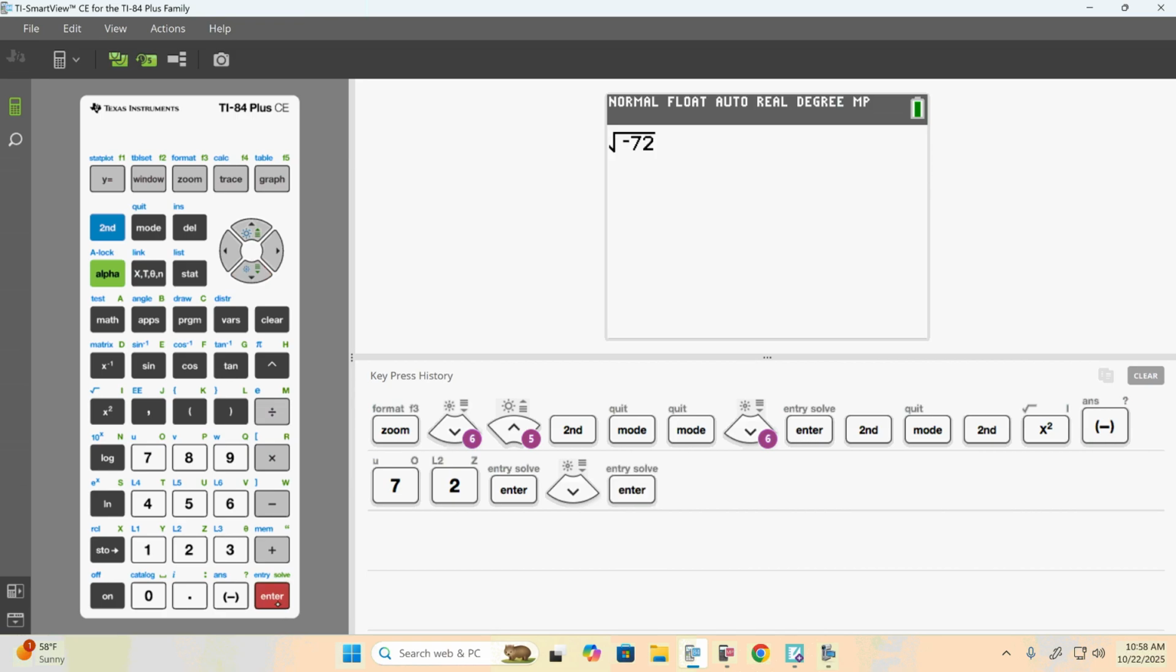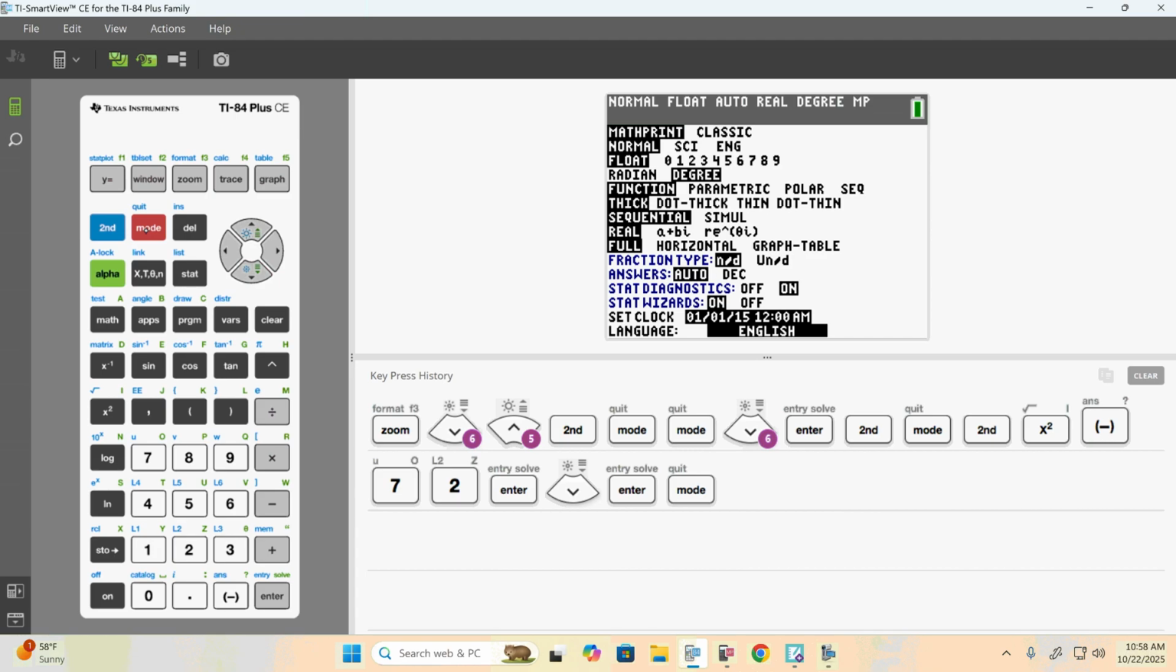So what we can do, and I'd turn your graphing calculator on, is up at the top there should be a button that says mode, M-O-D-E. It should bring up this list here. As you look down that list, you should see something that says A plus BI. Go down to it, select it, and hit enter.